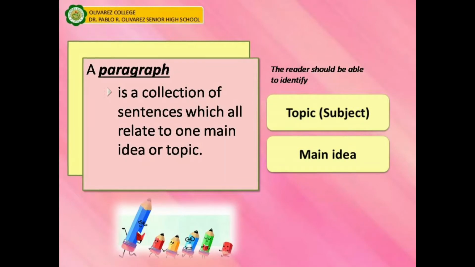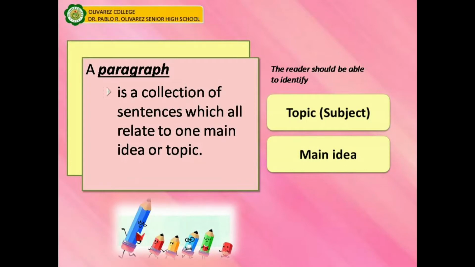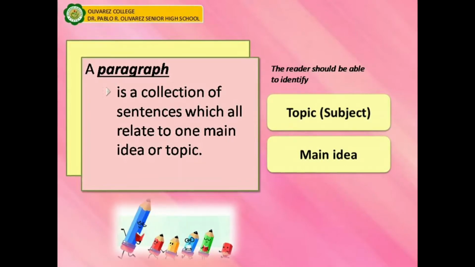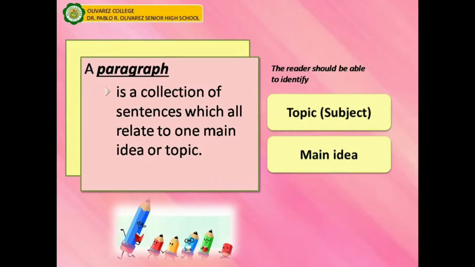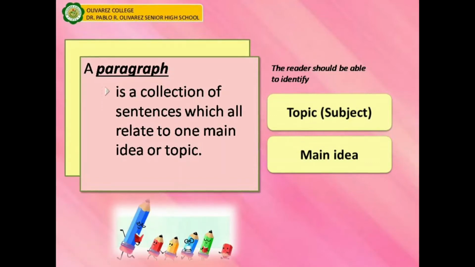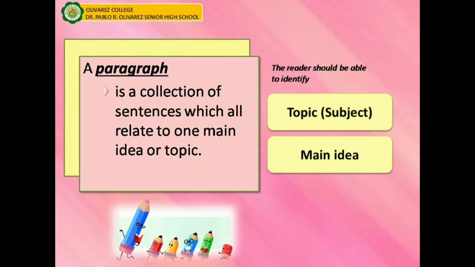Let's talk about paragraph. A paragraph is a collection of sentences which all relate to one main topic. A well-developed paragraph should make the reader identify the topic or the subject and the main idea. The topic or the subject is a part of a sentence that contains the person or thing performing the action or verb in a sentence.